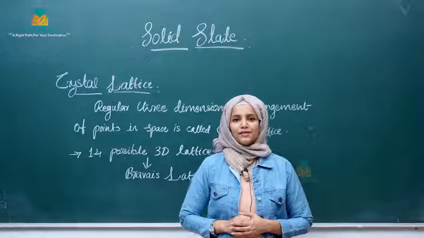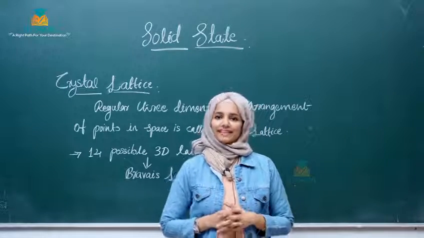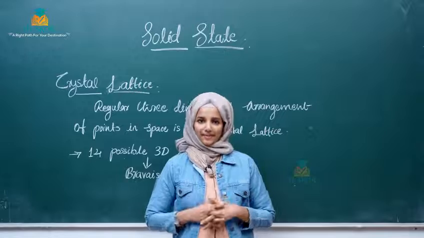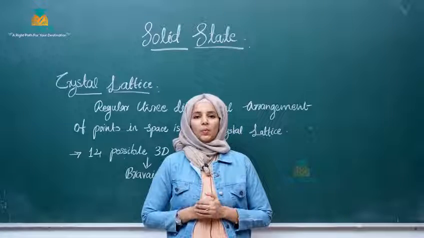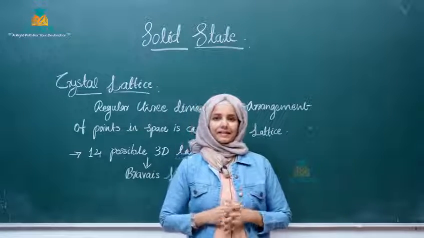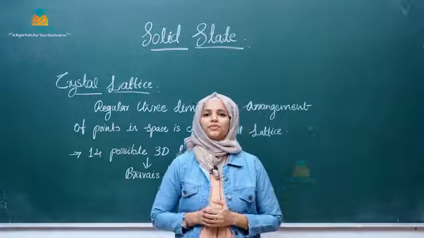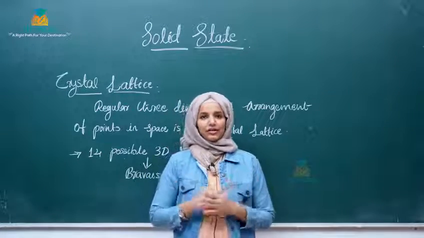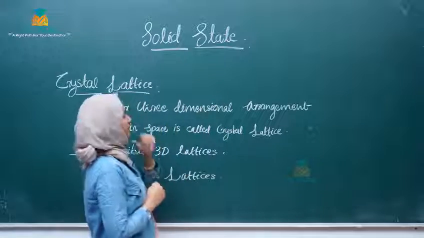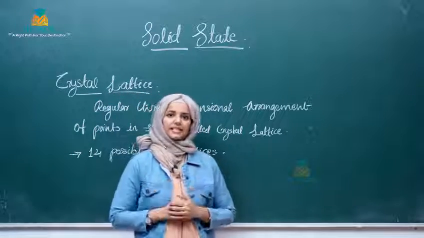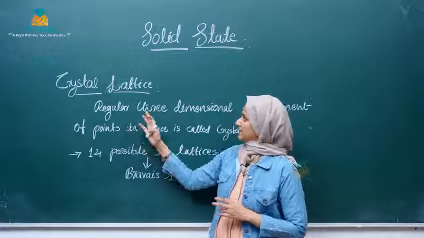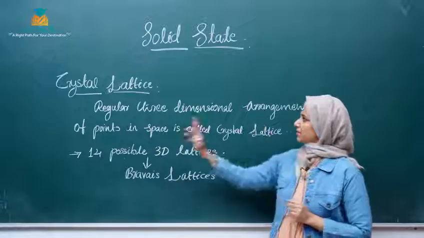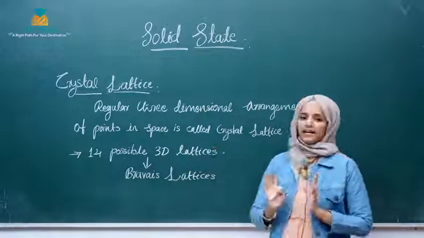Hello students, so we already discussed crystalline solids and their properties. You know what is space lattice, crystal lattice and different types of unit cells, etc. So we can move on to the crystal lattice. You know what is crystal lattice? Yes, it is a regular three-dimensional arrangement of points in space, called a crystal lattice.